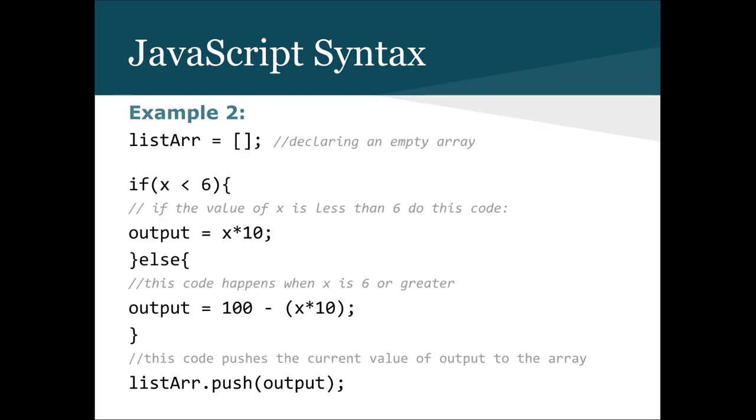The first item is an example of how to create an empty array. The second item is an example of a conditional statement. So if x is less than 6, then output is going to equal x times 10. Else, output is going to equal 100 minus x times 10. And then we're going to push that output to an array.